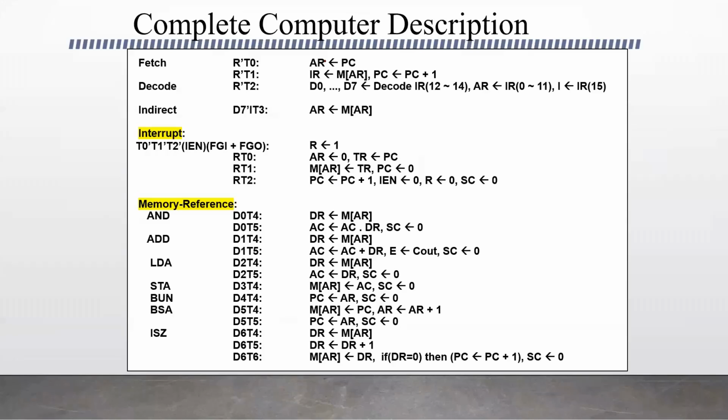So we need to have the address. The address that is there in PC is moved to AR. At that particular location, the instruction is moved to IR. And PC is incremented for the next instruction.